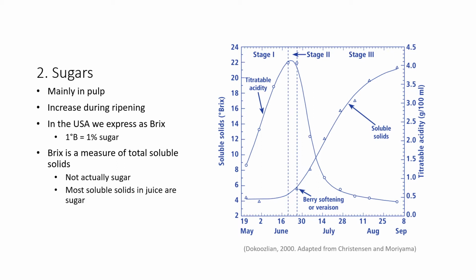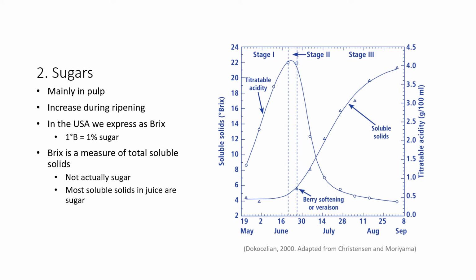So starting out with our sugars. These are mainly in the pulp of the berry, like you saw in that previous diagram, and as you know, these increase during ripening. And in the United States, we express these sugars as Brix. So 1 degree Brix is 1% sugar, or 10 grams per liter. And Brix is a measure of total soluble solids, so it's actually not a direct look at how much sugar is present in the grape.